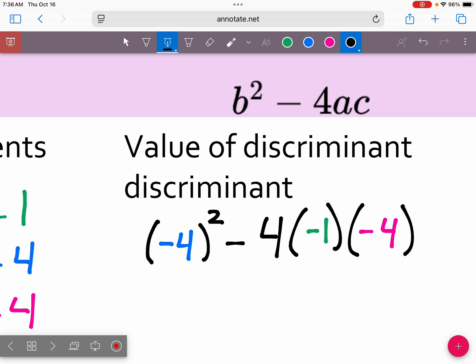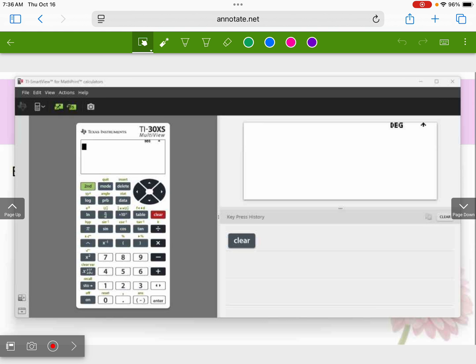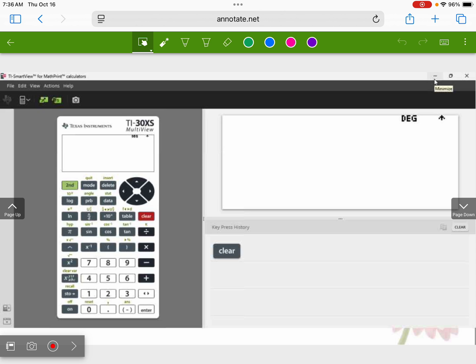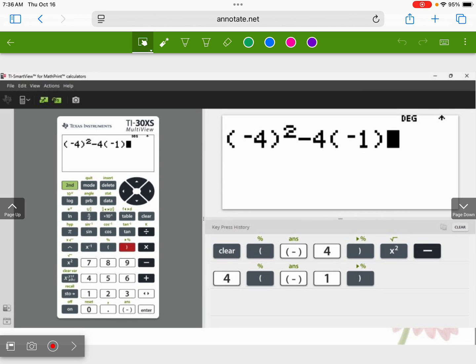And again, this is something you can put in the calculator, absolutely valid to do so. I forget how many negatives there are if I don't look at it. I could put in my parentheses -4 squared, just like this, minus 4 times -1 times -4.